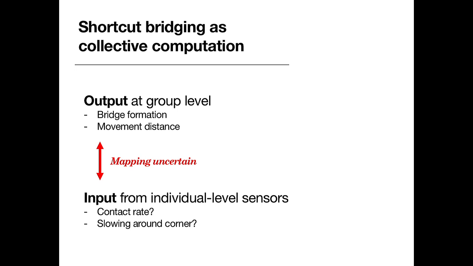And in this case, we don't really know exactly what they're sensing that's causing these bridges to form. We have some ideas, and this is sort of ongoing work. But in this case, the mapping between these two is kind of uncertain. We don't really know how you get from this individual level sensing to this group level output.